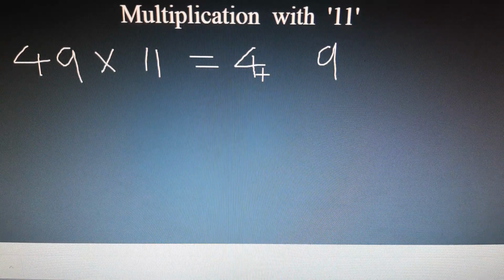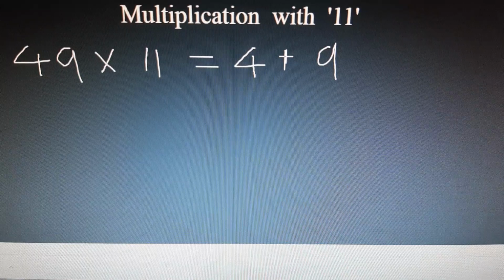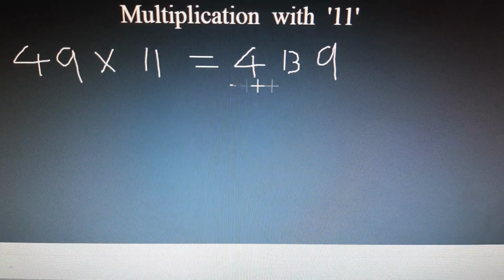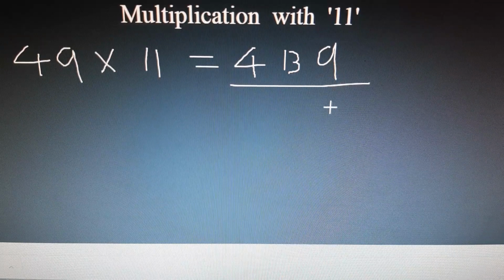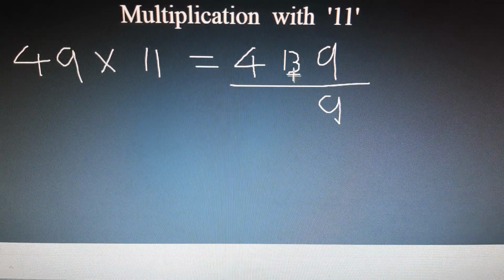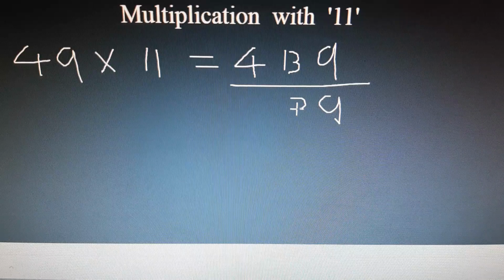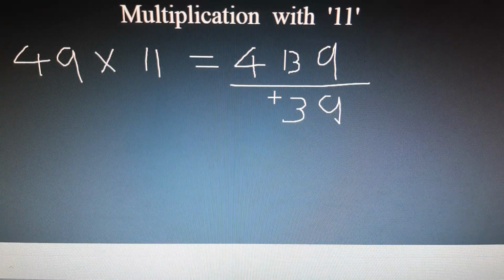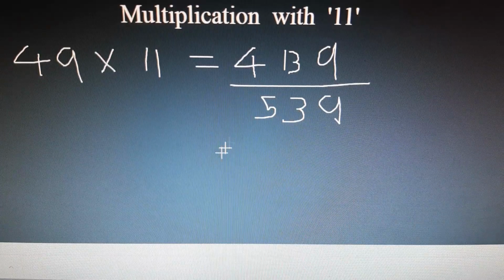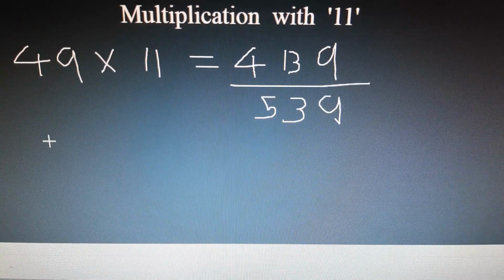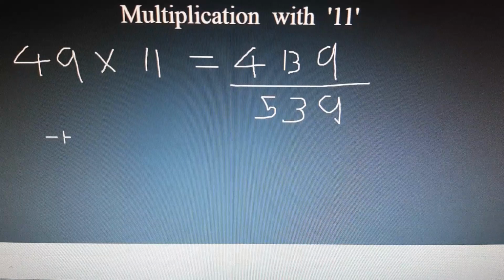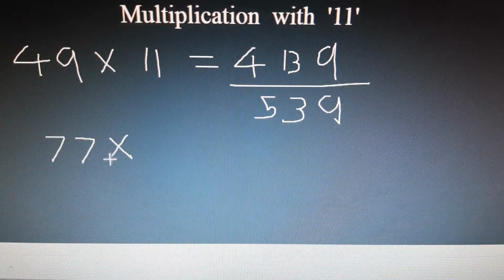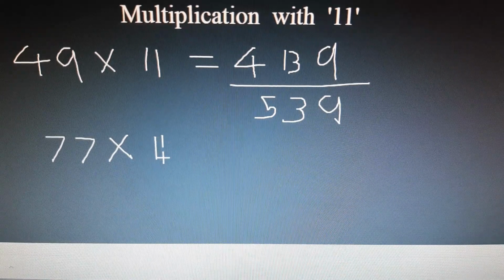9 plus 4 is 13. So what will be the answer? You have to write down 3, plus the carry forward number will come here. So 4 plus 1 is 5. Okay. The other number is 77. Multiply by 11. Okay.